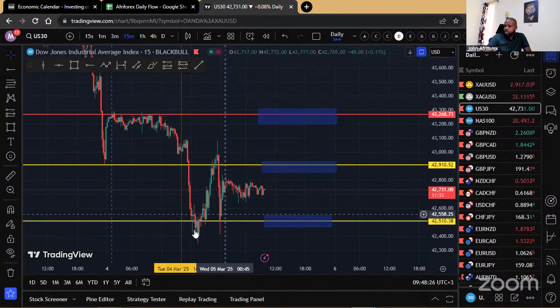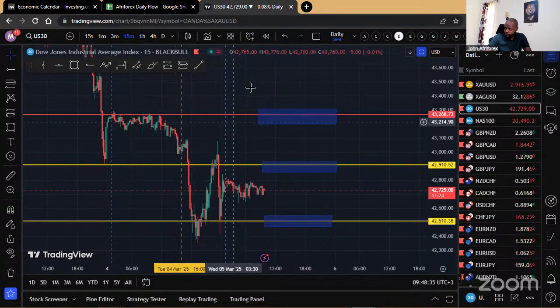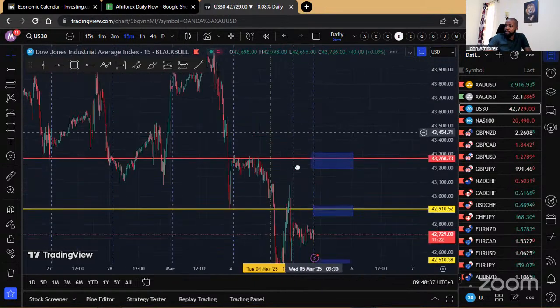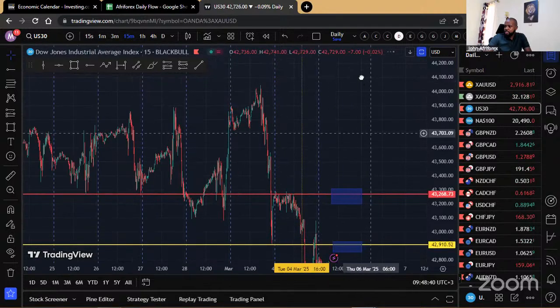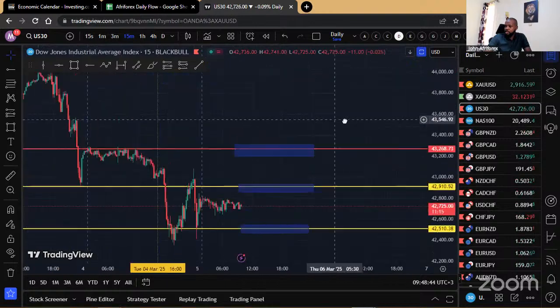So the next one, this is the US 30 or the Dow Jones. For this one, we're going to be trying to see whether we can get sells, and it's best and advisable to look for sells because we're still in sellers. We'll see that the market has been coming down. So that means that the sellers are actually in control. The buyers have been giving pullbacks. I mean, it's their right to do so.